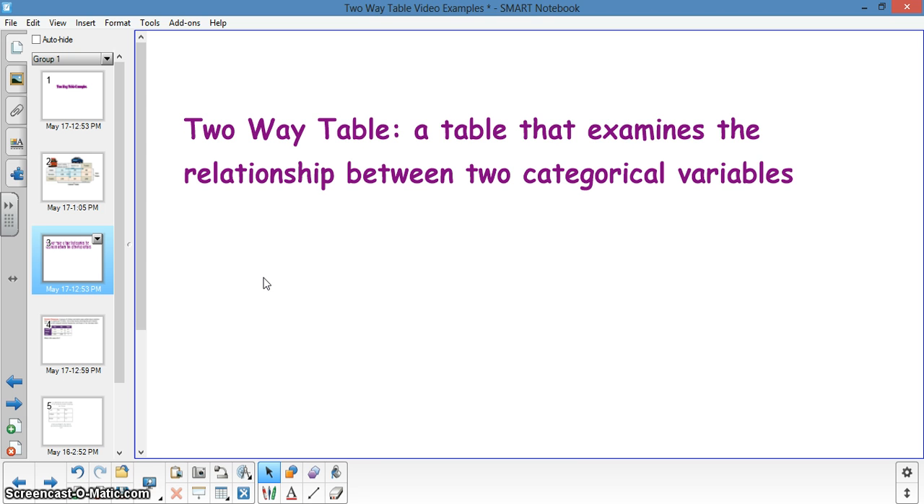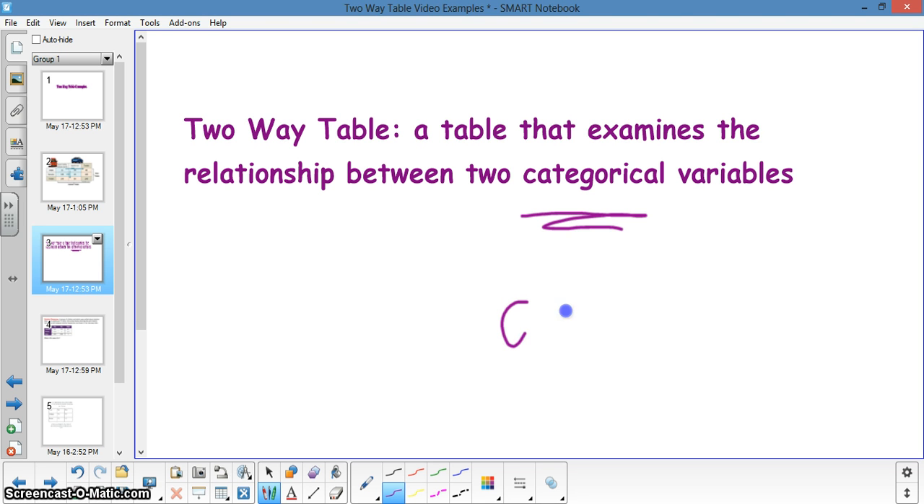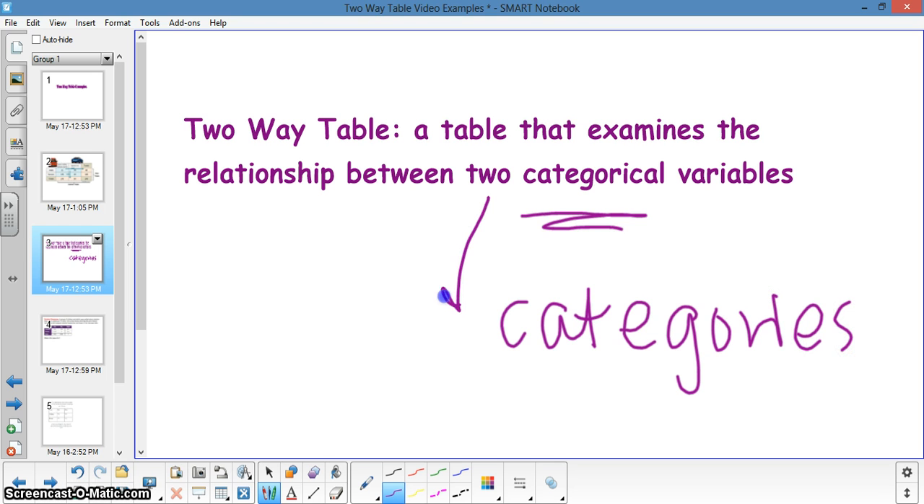Please, please, please do not let this simple word here, categorical, stress us out. That word just means category or categories. So we're looking at two categories and just comparing the relationship that they may have.